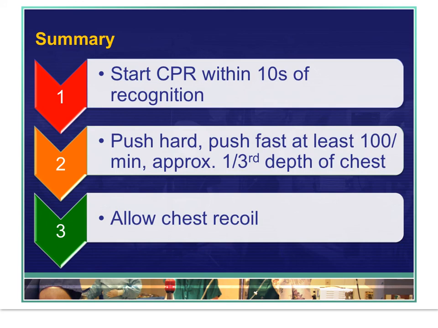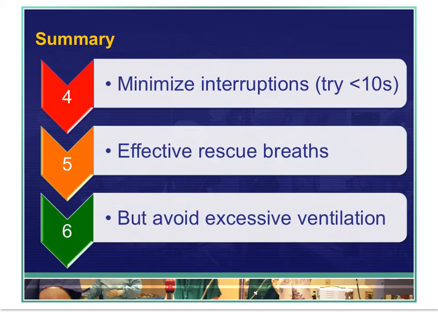And allow for full chest recovery. Minimize interruptions, just like in adults. Give effective rescue breathing and ventilations, because especially in children the primary insult is still a ventilation problem. But of course, just like in adults, avoid excessive ventilation, which causes splinting of the diaphragm and increased intrathoracic pressure, and therefore reduces effective cardiac output during chest compression.